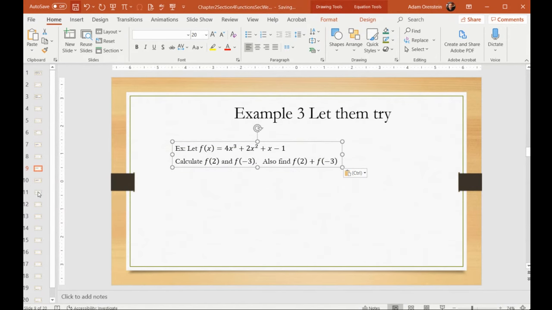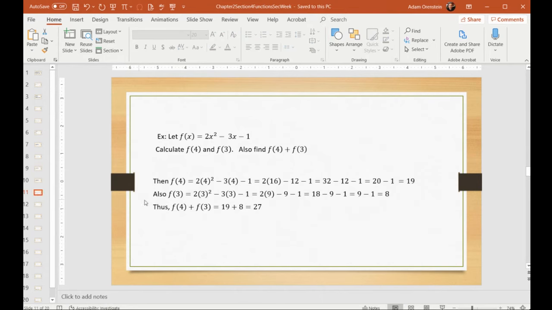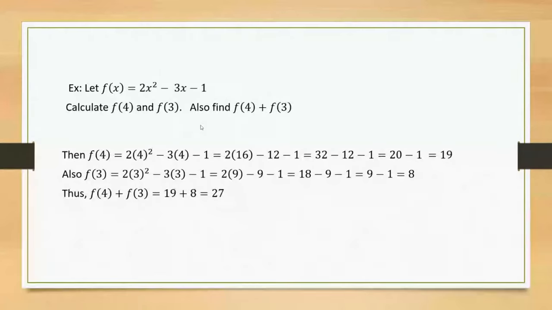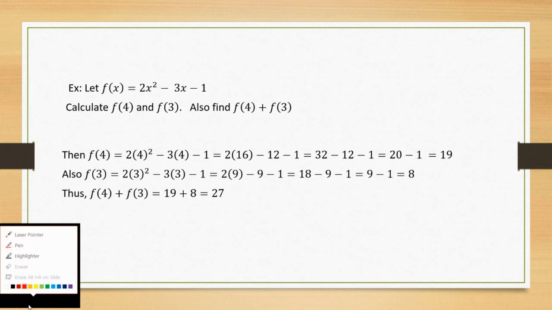So we have that. Okay, here's another one. Let's just do another one. In this one, we have f of x is 2x squared minus 3 times x minus 1. And I want you to calculate here f of 4, f of 3, and then add the results.